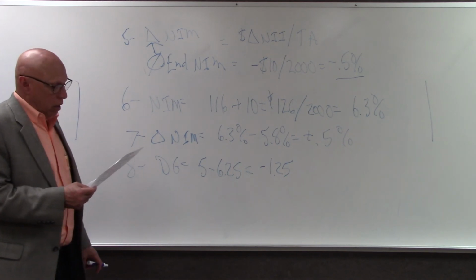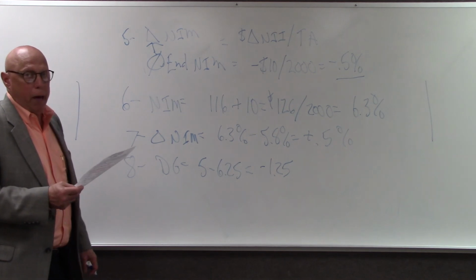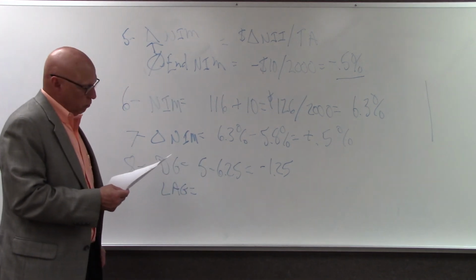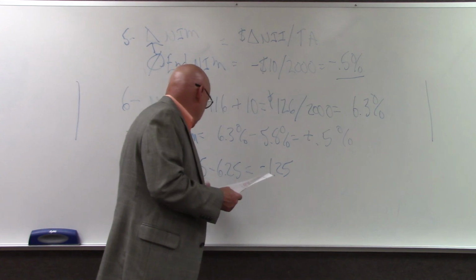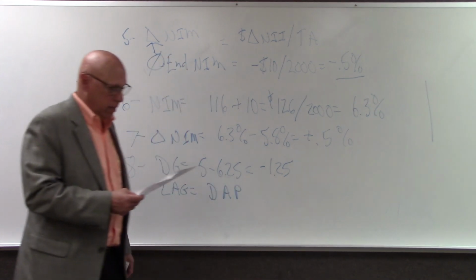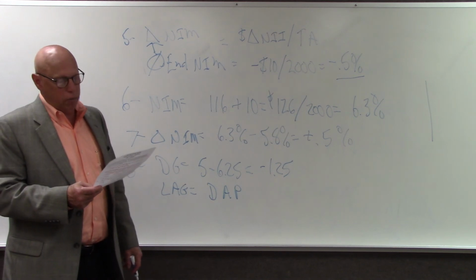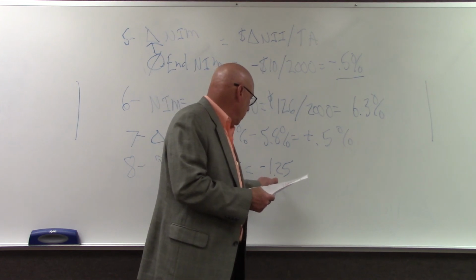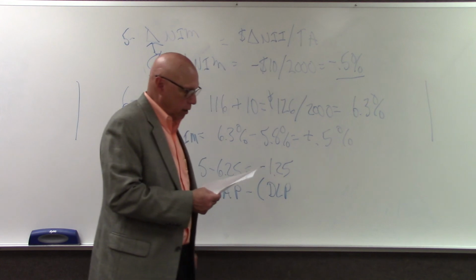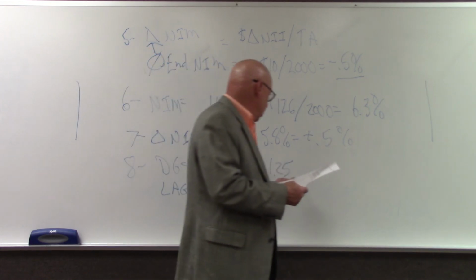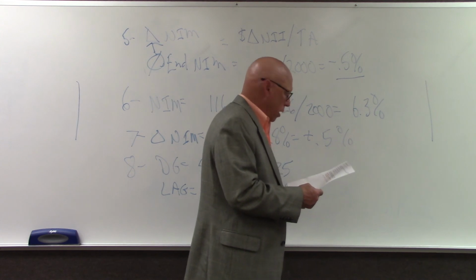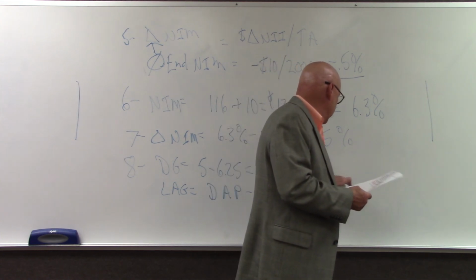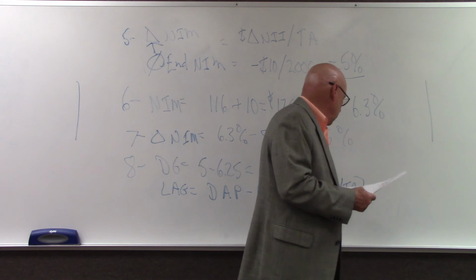What is the leverage adjusted gap? And the leverage adjusted gap is the duration of the asset portfolio, let's call it DAP, duration of the asset portfolio, minus the duration of the liability portfolio, DLP, times total liabilities divided by total assets. Boy, isn't that a formula? Okay.